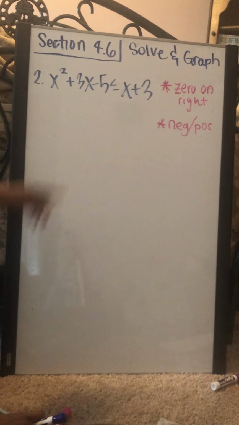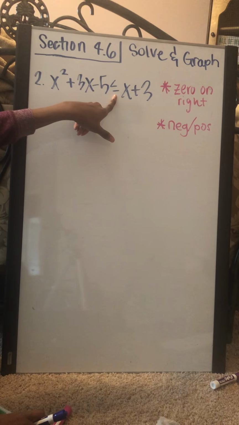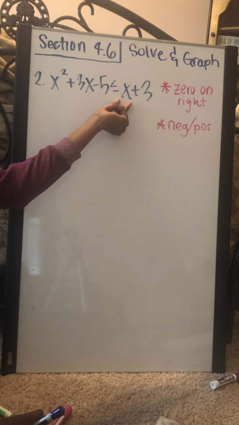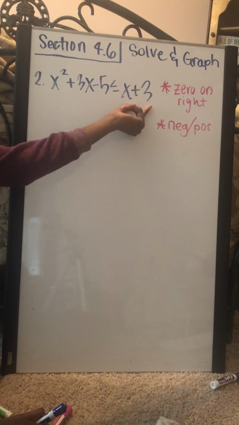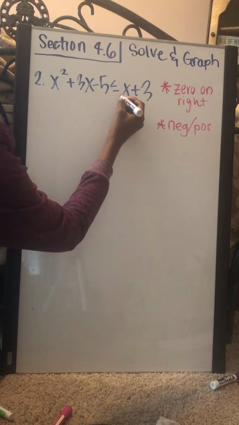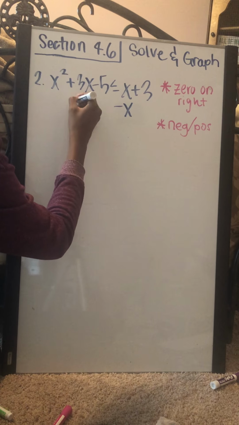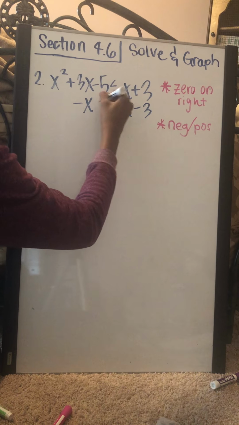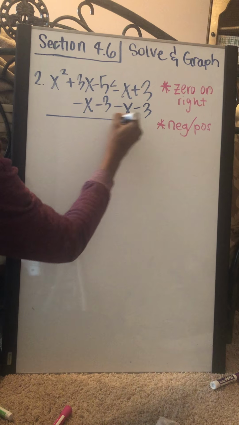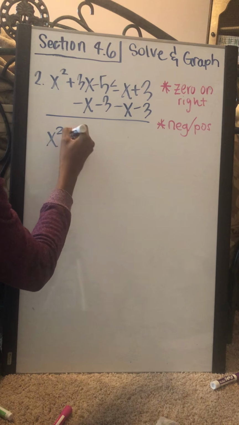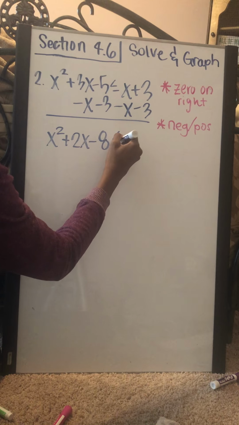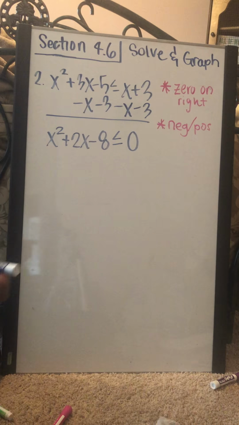Alrighty, so for example 2, again, we're working with the inequality. So the first thing that we want to do is have our 0 on the right-hand side. So we need to move this positive x and this positive 3 by reversing that. Since this x is positive, I'm going to subtract on both sides, and we need to combine like terms, and I'm going to subtract this 3 on both sides, okay? So now we have x squared plus 2x minus 8 is less than or equal to 0, okay?